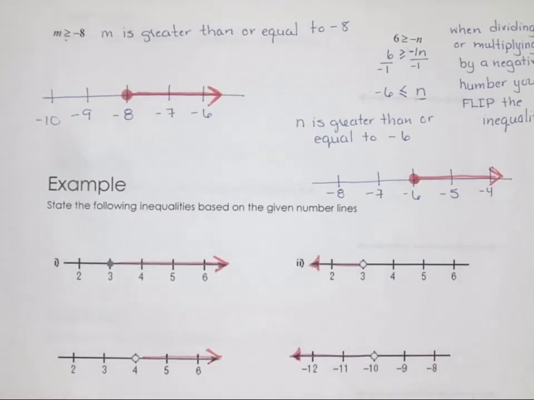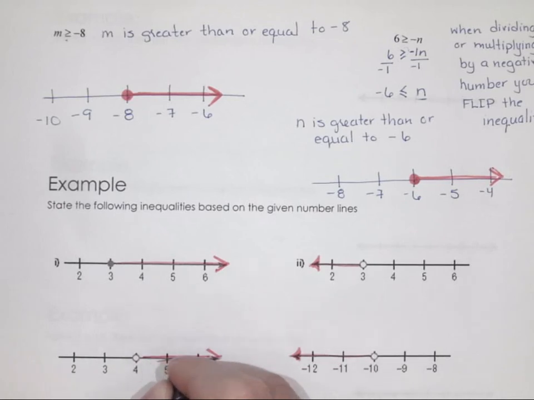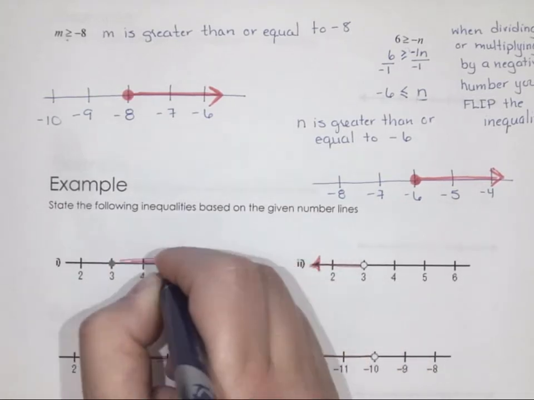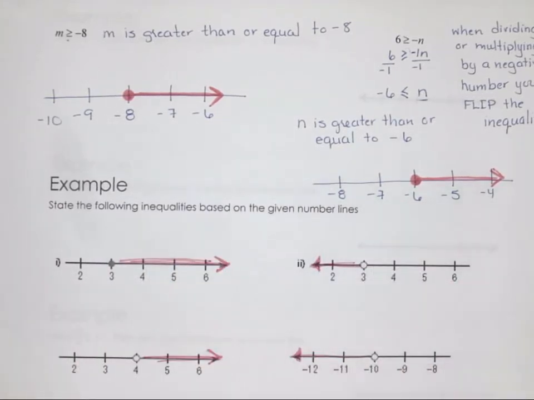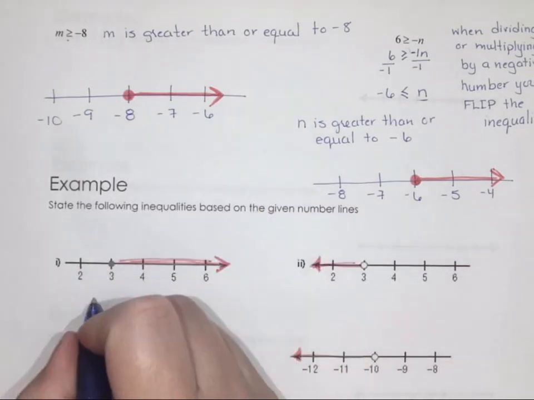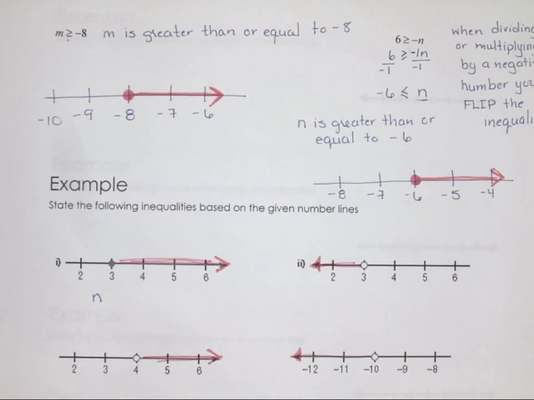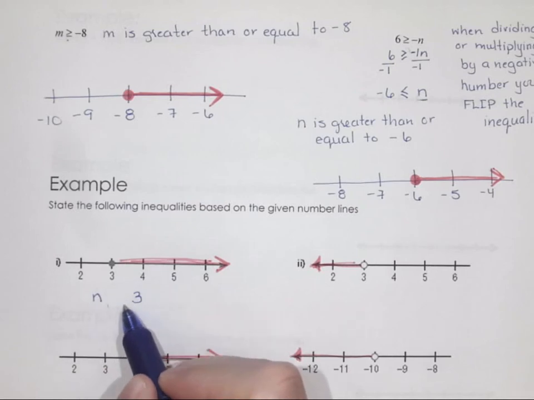All right, so now we are going to state the inequalities. So I've given you the number lines, and now you're stating the inequalities. First thing I'm going to do is use a variable. You can use any one you want. I always go to x, but I think today I'm going to try n. So n and 3. I'm going to start there, and I just have to figure out the inequality I'm going to put in between.